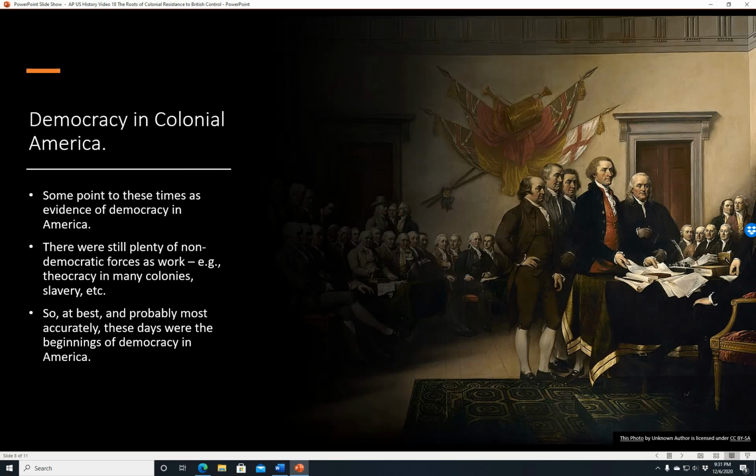So at best, and probably most accurately, these days were the beginnings of democracy in America, which makes sense. This is an evolutionary process, much more than it was a revolutionary process. Mostly a lot of small, peaceful changes. Yes, there was a revolution, but mostly this was like, well, okay, we should have democracy here, and if we have democracy here, why don't we have democracy in this other place? And pretty soon you have democracy every place where it belongs. All right, let's move on.